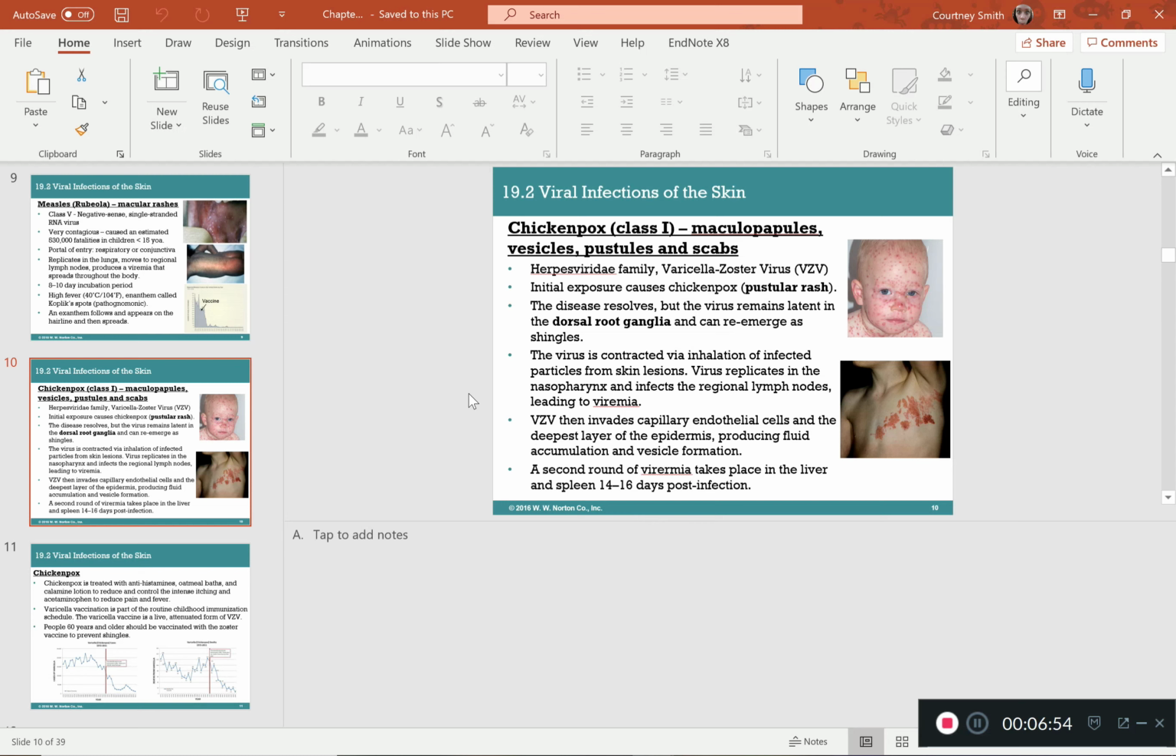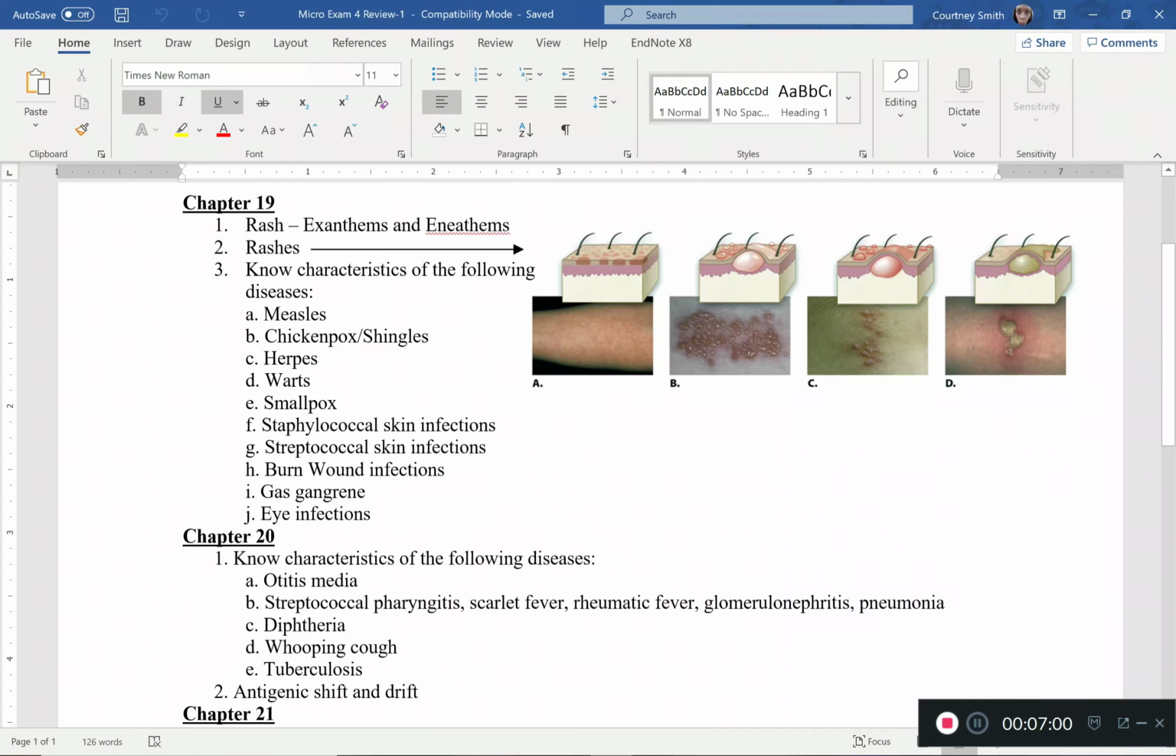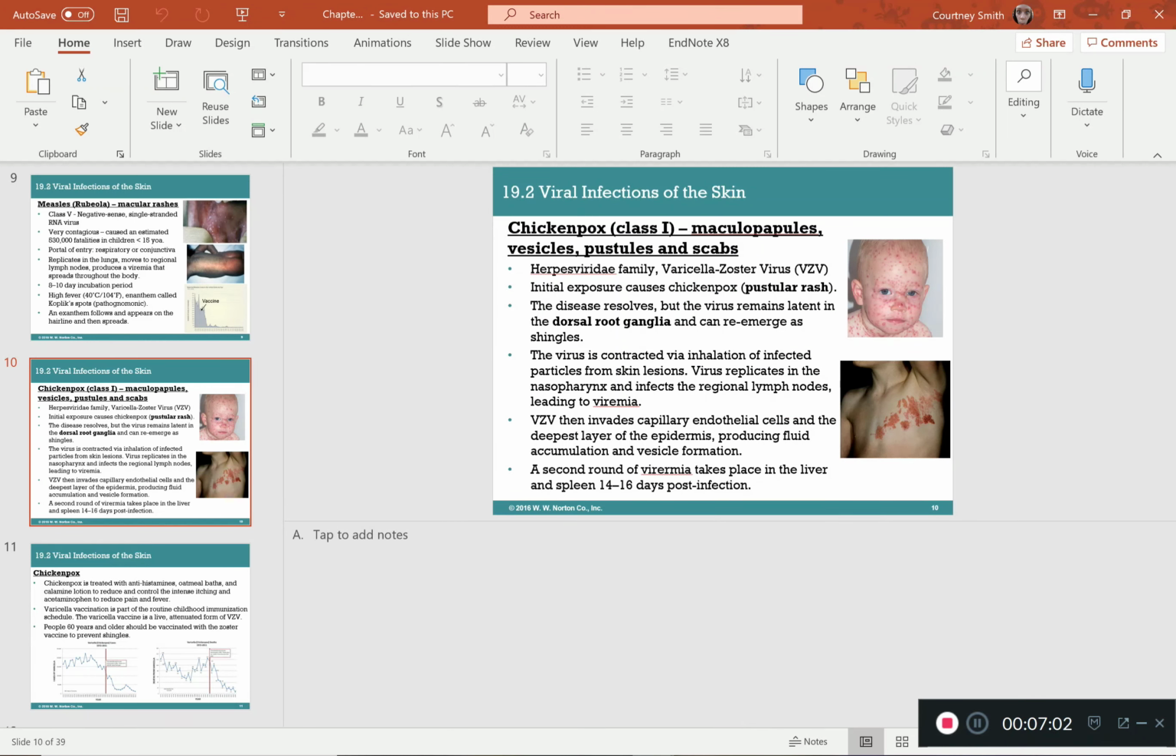Okie dokie. Um, believe what was the next one? Oh, so actual herpes and smallpox.